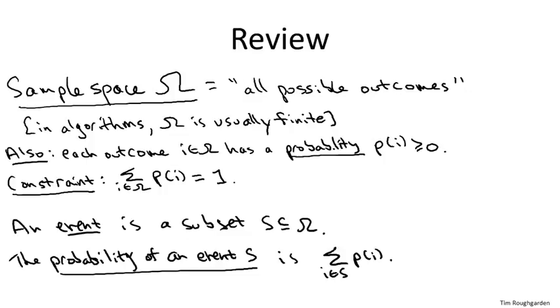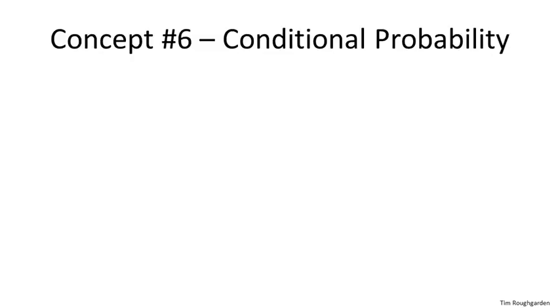You should know what a sample space is. This represents all of the different outcomes of the random coin flips, all of the different things that could happen. Often in randomized algorithm analysis, this is just all of the possible random choices that the algorithm might make. Each outcome has some known probability, p(i), and of course the sum of the probabilities equals 1. And remember that an event is nothing more than a subset of omega. Omega is everything that could possibly happen. S is some subset of things that might happen. And of course the probability of an event is just the probability of all of the outcomes that the event contains. So let's talk about conditional probability.